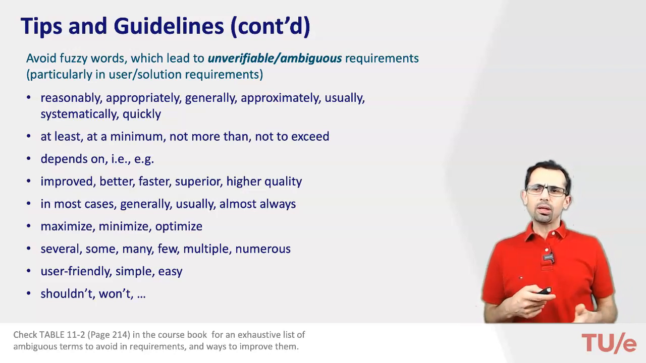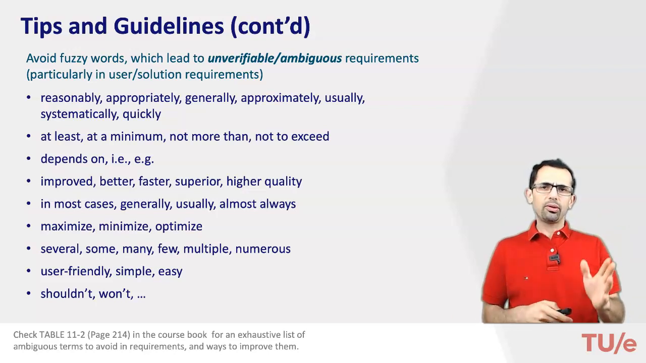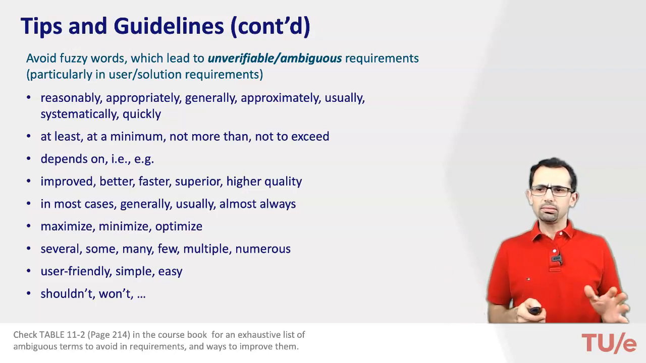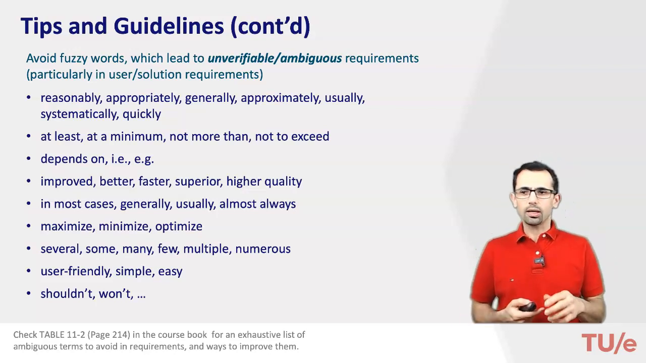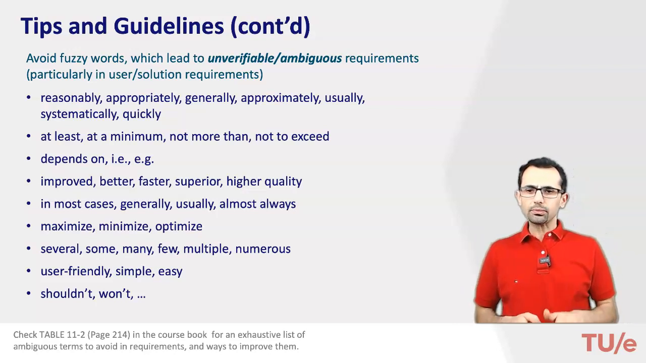At least, at a minimum, not more than, not to exceed: just minimum, maximum. Be very precise there. Depending on, better, faster: again, no adjectives. Maximize, minimize, optimize. Optimize a lot. What do you mean by optimization? Several, some, many, multiple, numerous, diverse, various: no. User-friendly, simply reliable, easy to use: no way. The best, the worst. It should be measurable, verifiable, testable. We talked about these things.